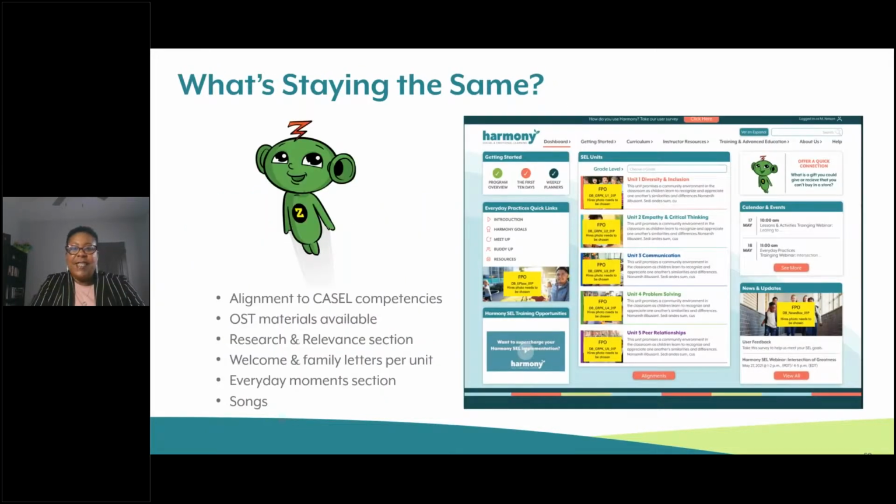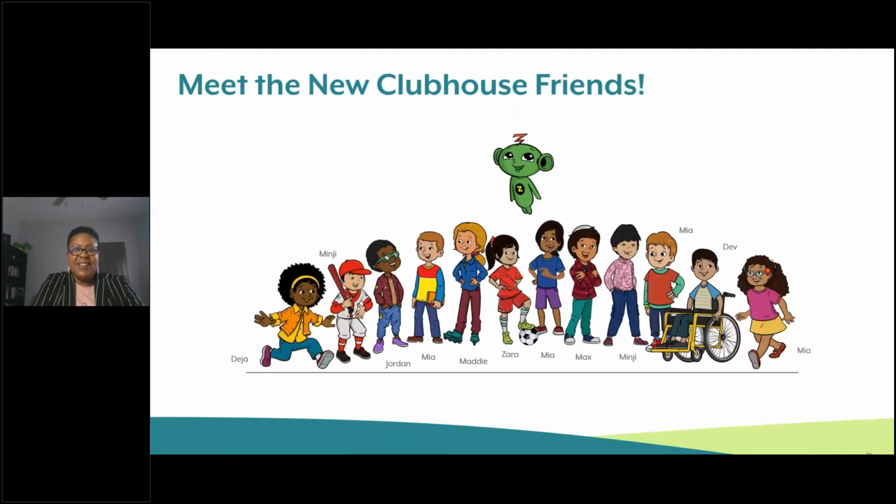You'll also be glad to see that many things will stay the same. Our beloved Z, as well as all of the basic structural components of the program, in a refreshed but familiar digital platform. There will also be some things that differ. We have a new set of Clubhouse friends, which introduces a broad range of students with interesting backstories and updated artwork.